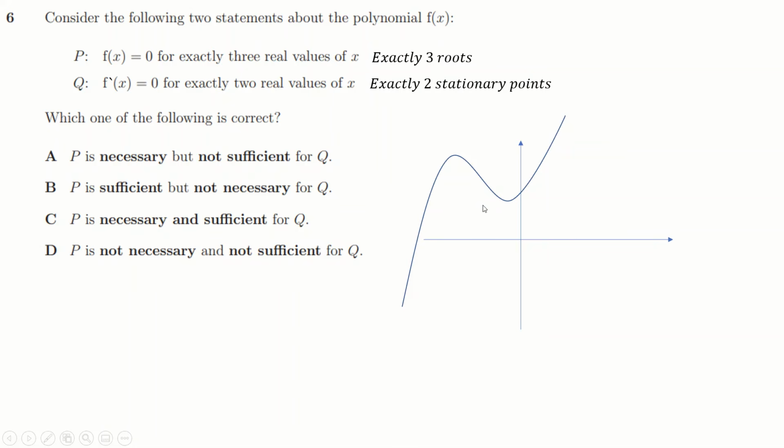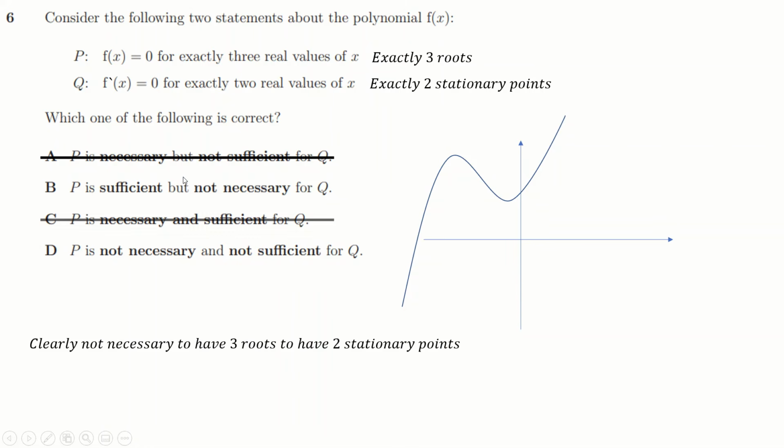So here's the second one of those. This has 1 root and 2 stationary points. So clearly having 3 roots is not necessary to have 2 stationary points, because here's an example of that. So we can cross out the necessary ones. It's clearly not necessary to have 3 roots. Here's that counterexample.